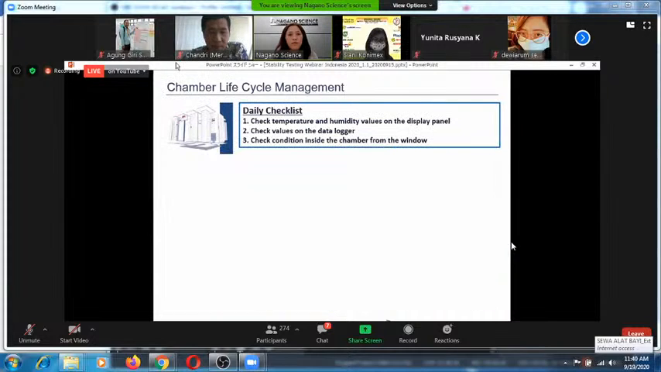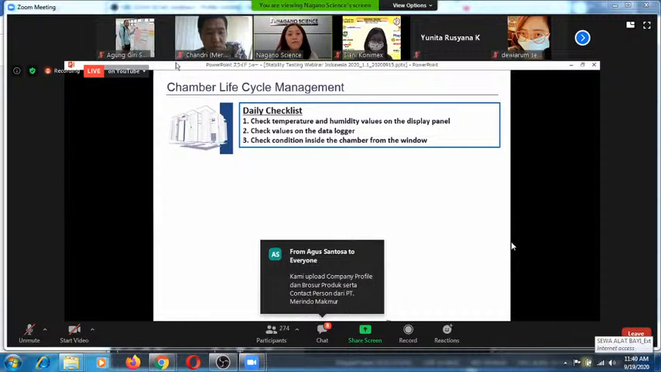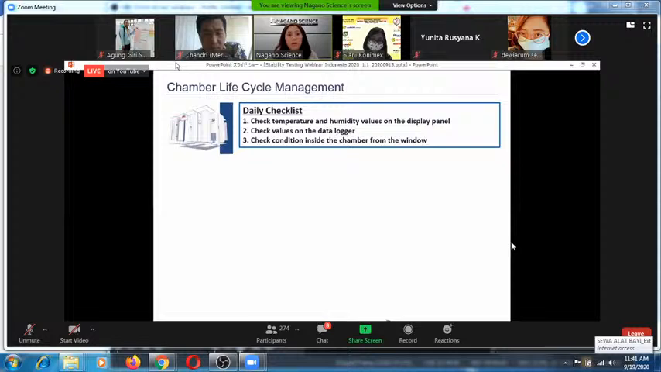So this is an example of Nagano Science stability testing facility. Nagano Science has a facility which can do the storage stability testing for the customer. This is just an example of how we check the chamber during the life cycle. First is the daily checklist. Our service team checks the temperature and humidity values of the chamber, the values of the data logger, and the condition inside the chamber from the window. They do the checking every day.